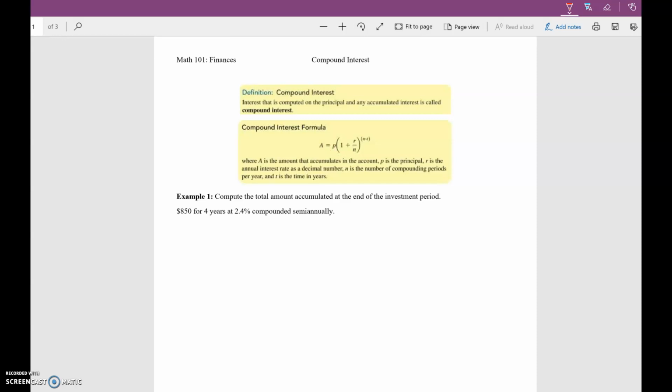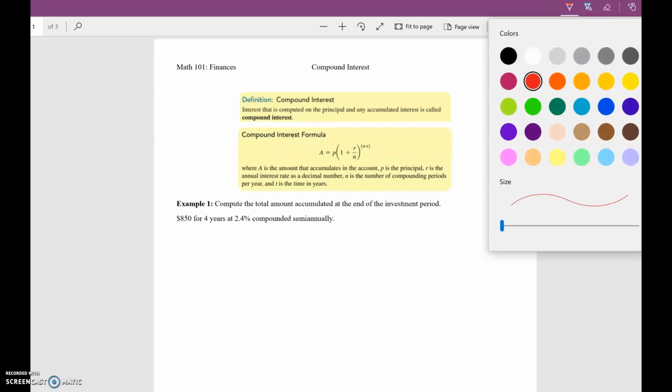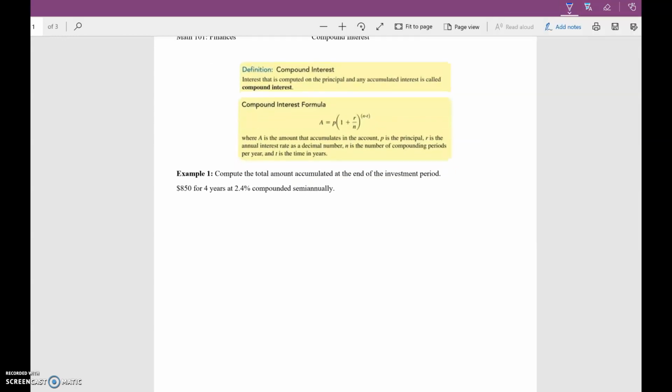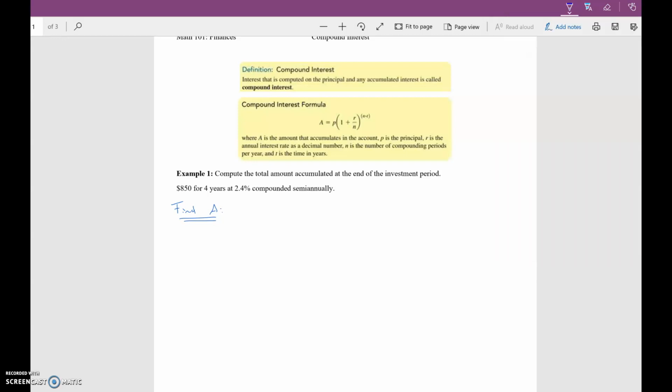Example one says for us to take a look at this investment, and then to find out how much money is in the account at the end of the investment period. So for this particular problem, what they want us to find is A. So let me just write it as find A, and let me write what we actually have.